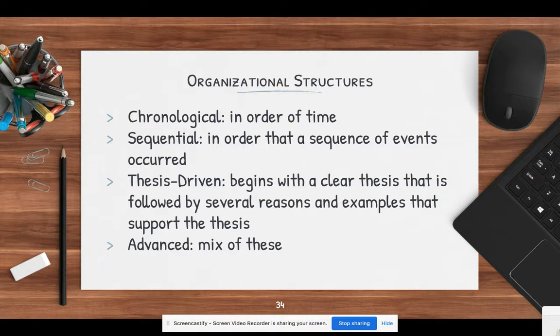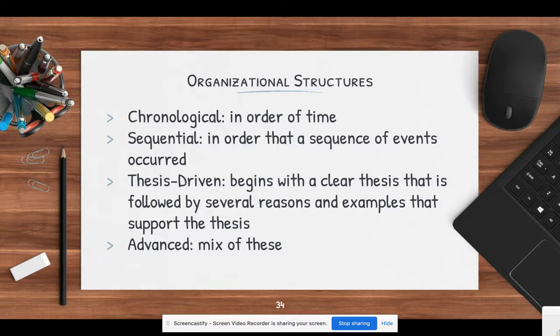A thesis-driven organizational structure is what you're probably used to for a traditional argument, where you have a generalized opening that ends with a clearly stated thesis, and then you have examples that support that thesis. That isn't what this is. So I don't want you to choose the thesis-driven essay for this narrative. We're going to have plenty of other opportunities to use that.